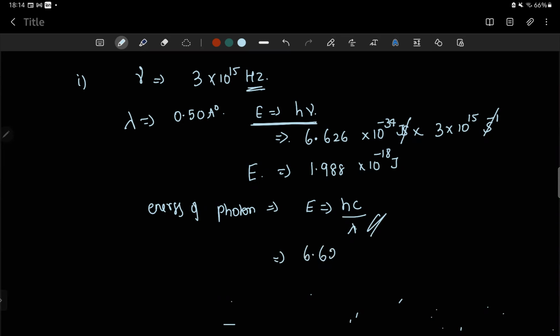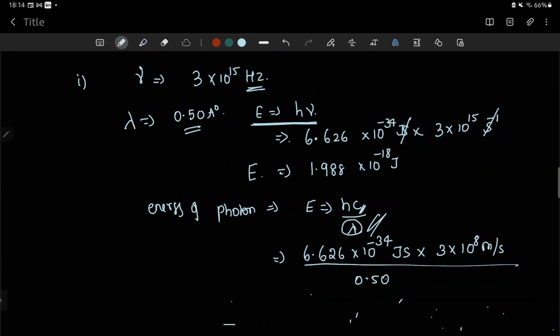So at this stage, Planck's constant is 6.626 into 10 to the power minus 34 joule second. C is nothing but your speed of light, 3 into 10 to the power 8 meter per second, divided by lambda. Here they have given 0.50 Angstrom, which converted is into 10 to the power minus 10 meter. So the meter cancels, and then the seconds will get cancelled. Finally, if you calculate this, your answer will be 3.98 into 10 to the power minus 15 joules. So this is your final answer.